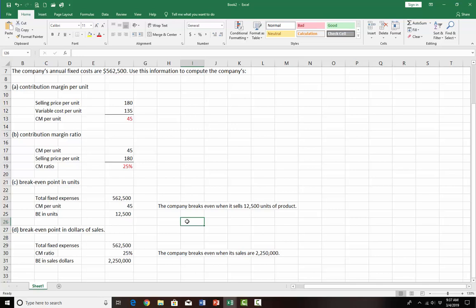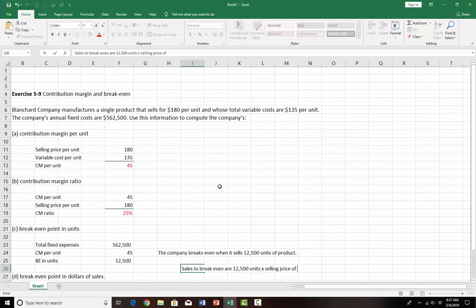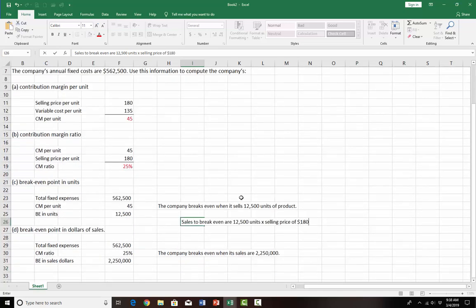Well, how do you get your sales? So another way of saying this is sales to break even. Another way of getting it is equal to our 12,500 units times the selling price of, let's go up here, it was $180. So another way to find your break-even point in sales dollars is to say it's equal to break-even in units times $180, and you get the same number.